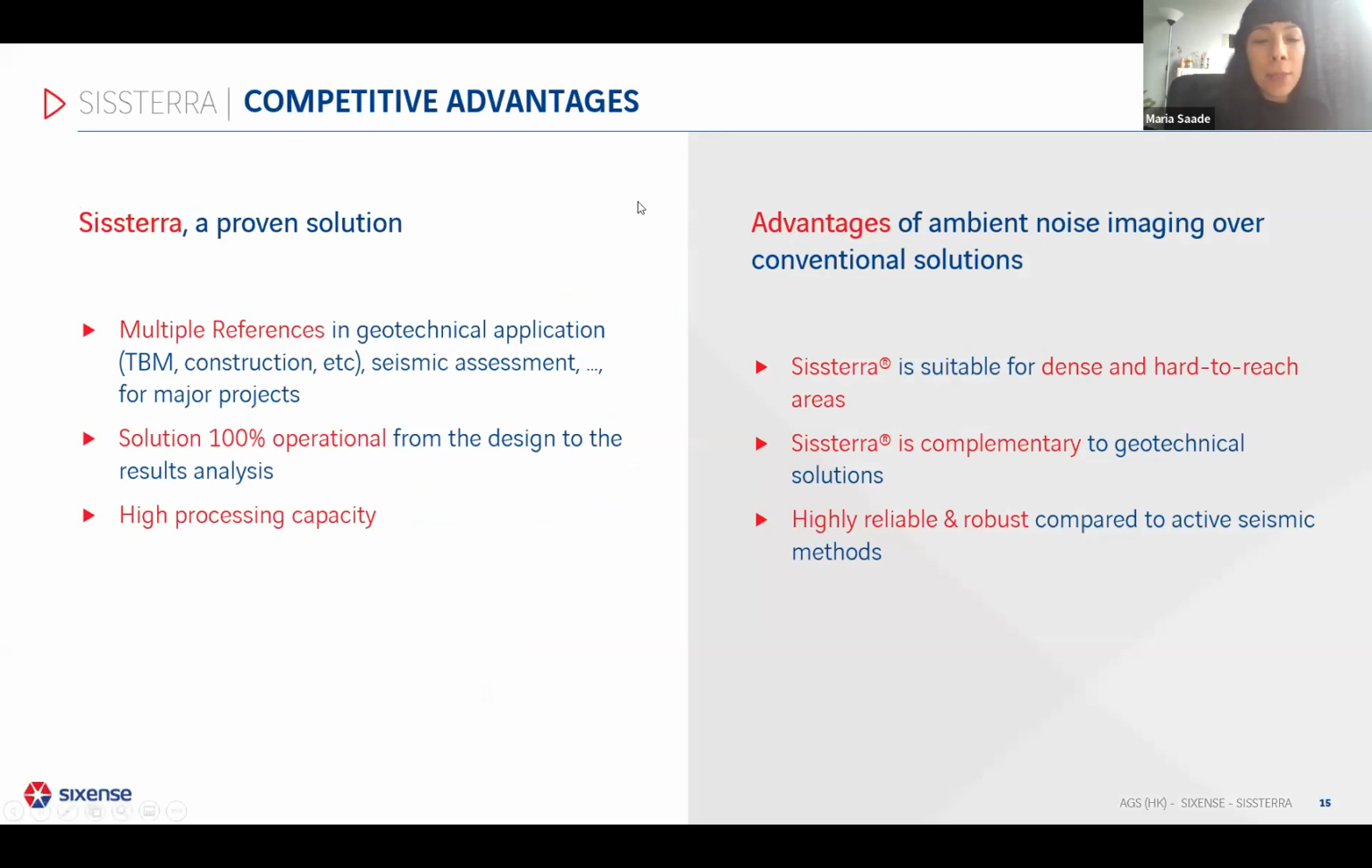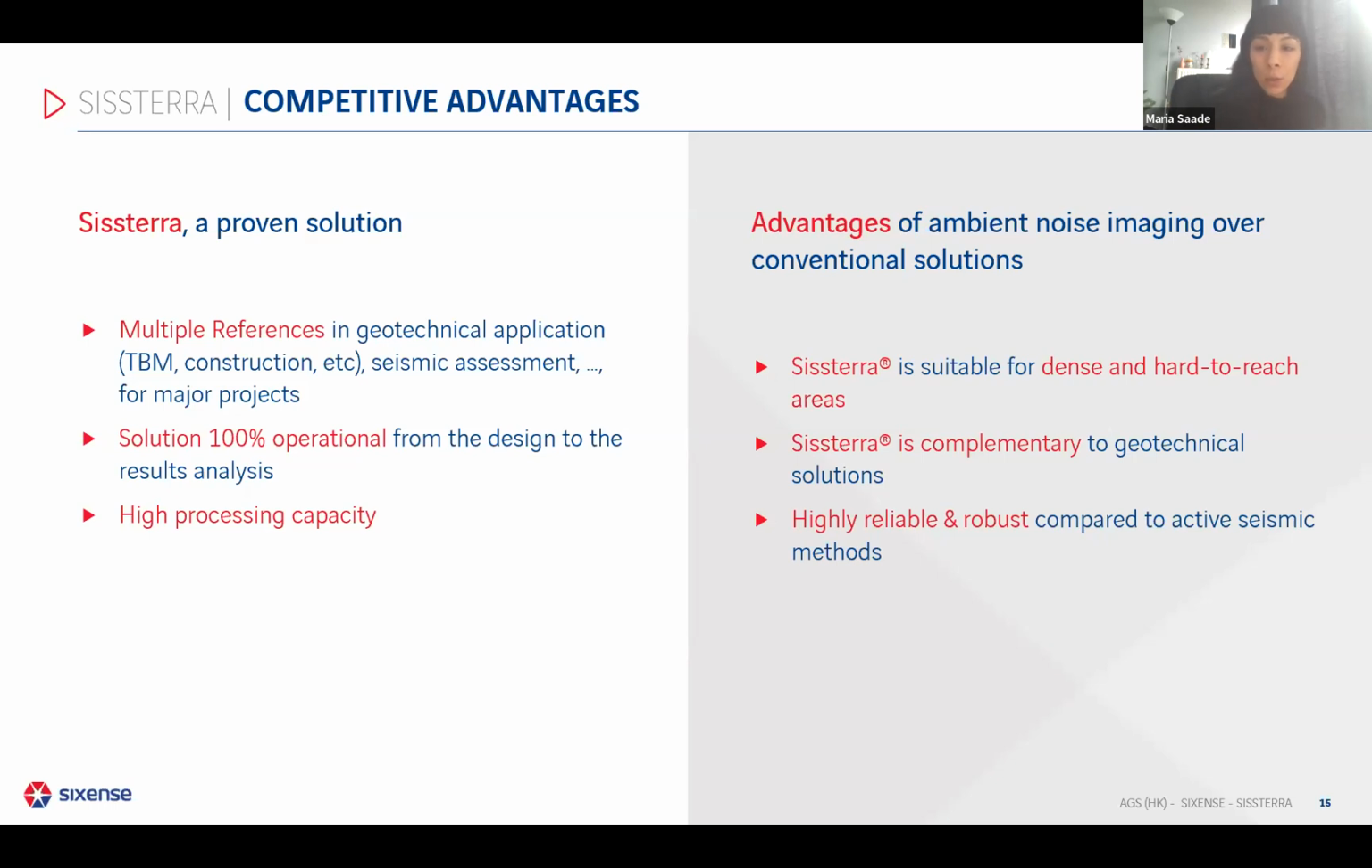So at 6 Sense, we've been applying this method since 2016. Today, we have more than 20 references in different contexts and different applications: construction sites, TBM, seismic assessment, risk assessment, and major decisions related to risk or construction. We're going to present some main references later. And we have a solution that is 100% operational, from the design of the solution to the acquisition, to the data processing, to finally the result analysis. And we have a high processing capacity at 6 Sense because we need that in order to process large quantities of data and this high number of measurements with the cross-correlation technique.